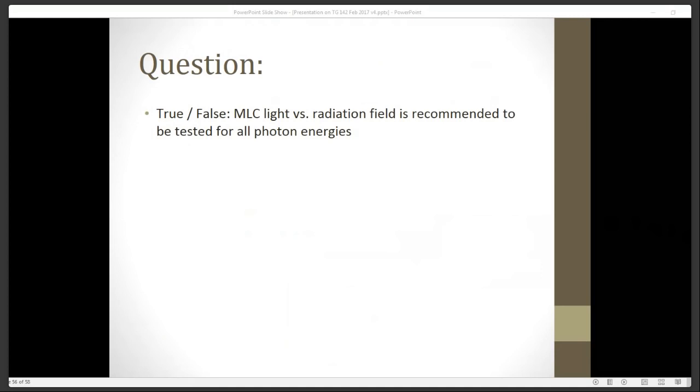Would you go over the question? Yeah, so the question here is, MLC light versus radiation field is recommended to be tested for all photon energies, true or false? Okay. So we'll give everyone just a few more moments to weigh in on the poll question here.